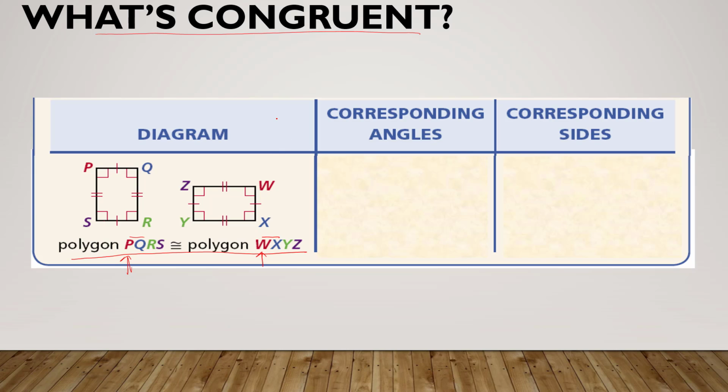So that is true. They are all 8 angles that are 90 degrees, simply because we have a rectangle. But now we want to get more specific. What are the corresponding angles? And so we'll end up with angle P being corresponding and congruent to angle W, angle Q being corresponding and congruent to angle X, angle R being corresponding and congruent to angle Y, angle S being corresponding and congruent to angle Z.